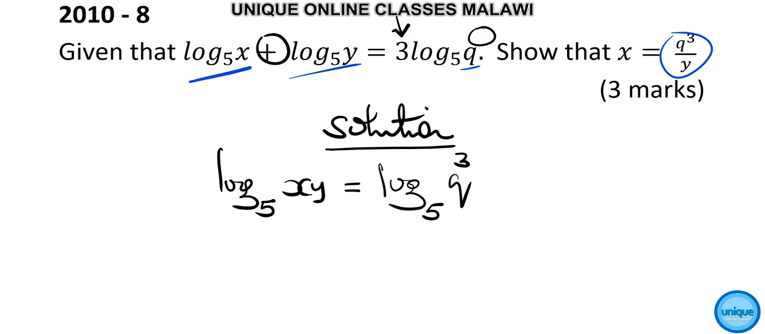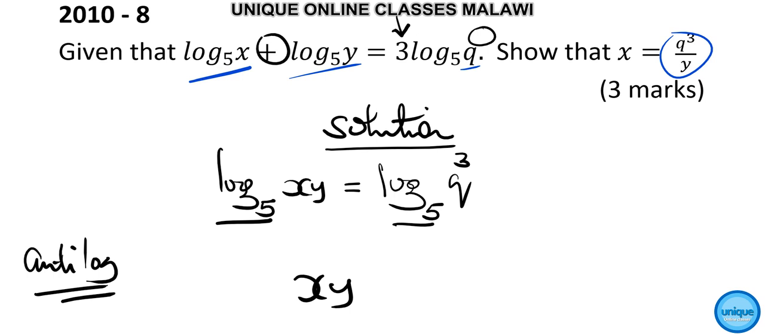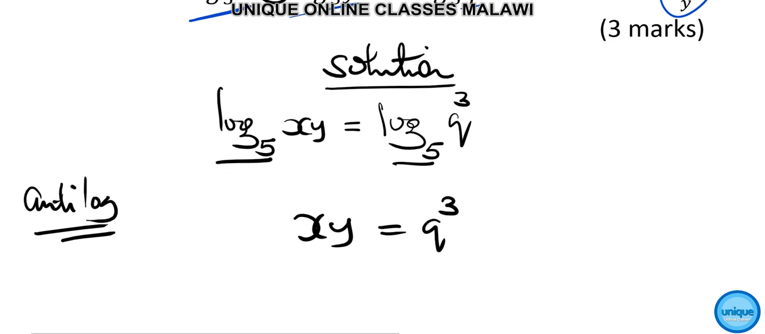That is main step number 1. And the next step is to do antilog. So popanga antilog we are removing the log kusifuka konseku ndikufanana, so we can remove it. And then we have xy is equal to q cube. So we should make x the subject of formula. So in step number 3, which is the final step, we are going to divide both sides by y.